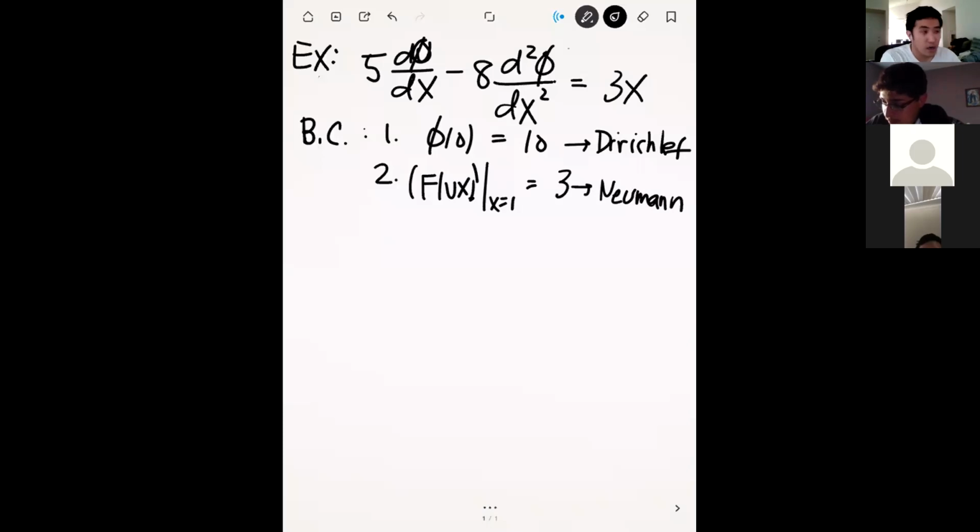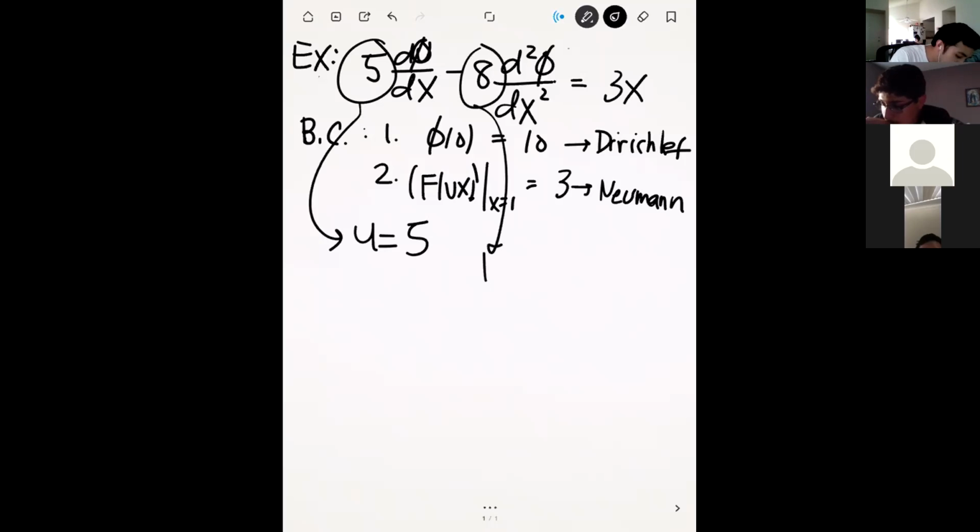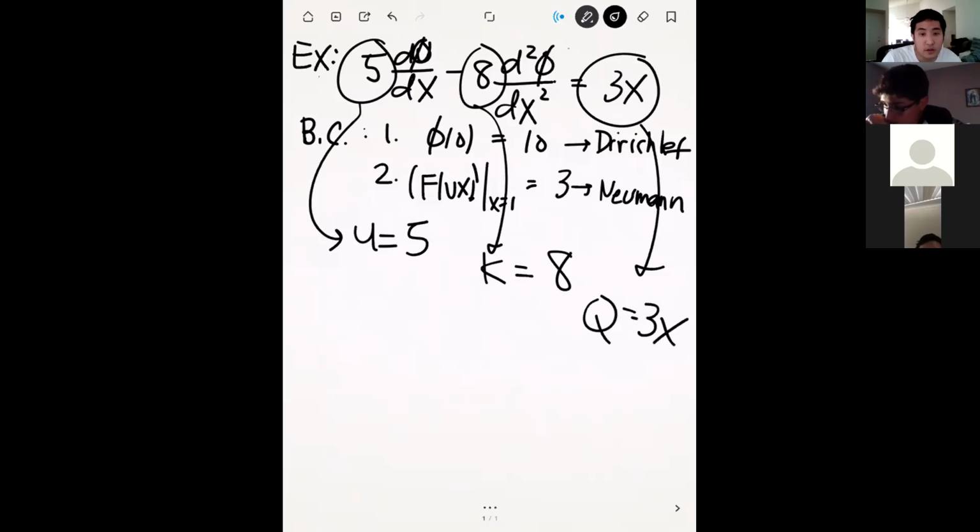So this is the example that we went over last time. Let me write out the parameter values before we jump into MATLAB. From this equation, you can see that we have a 5 in front of the convection derivative, so our u parameter is equal to 5. We have an 8 in front of our diffusion term, so our diffusion coefficient K is 8. And our source is going to be 3x. Keep that in mind as we look into the MATLAB code. Let me share my other screen.